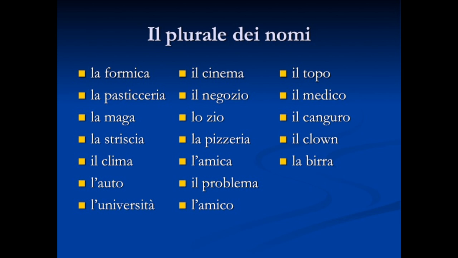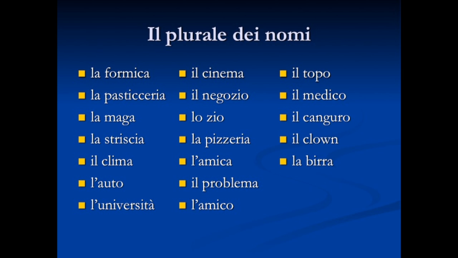Then we have il negozio, i negozi, with one I, not emphasized. Lo zio, gli zii. Here we have two I's because zio is heavily emphasized, and we want to preserve that. Next we have la pizzeria, le pizzerie. Here we have the I and the E at the ending, so because of that emphasis, you do want to keep the I. L'amica, le amiche, with an H, of course, to preserve that sound.